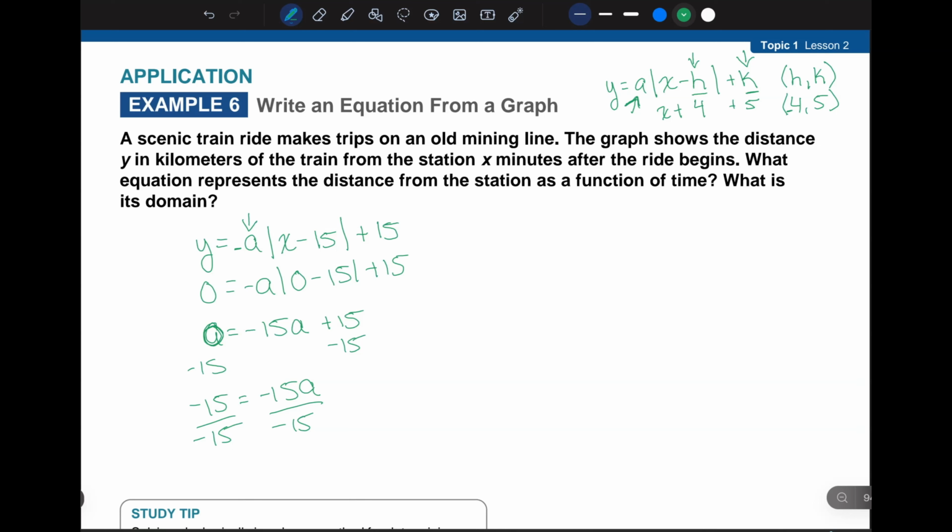So the equation would be y equals. Now, I'm not going to put a 1 there, but I do need the negative because I know that I have to have the negative. It's upside down. So negative absolute value of x minus 15 plus 15. Please don't write the 1 there. We know that it's there already. Okay?